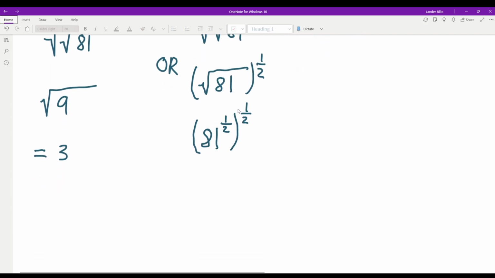Then you would use exponent rules. You multiply the exponents, and that's 1/4. If you know what 1/4 means, you can change that back into a radical. The fourth root of 81 is 3. So you get the same thing.